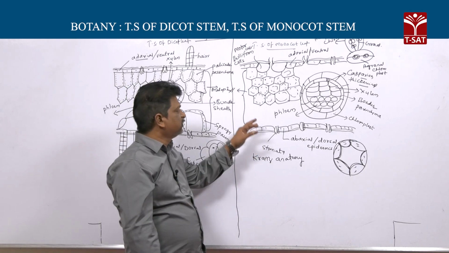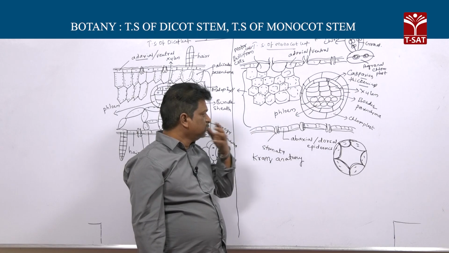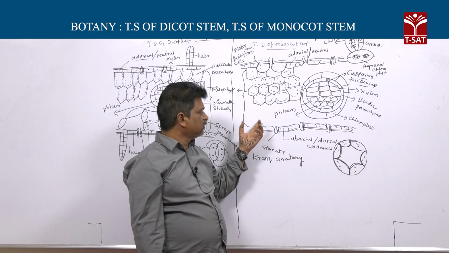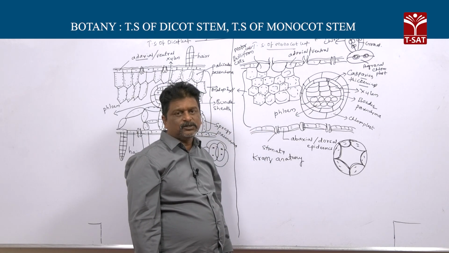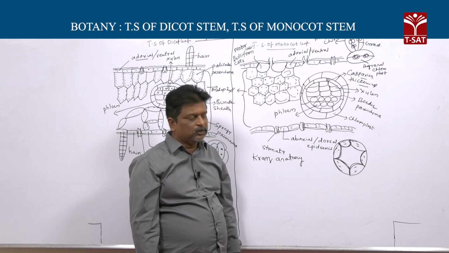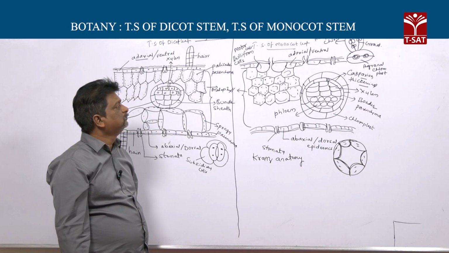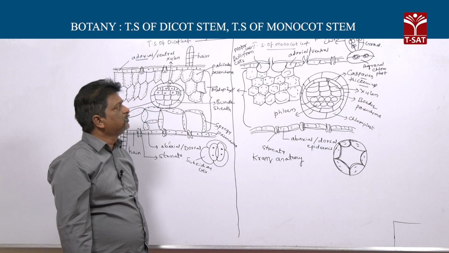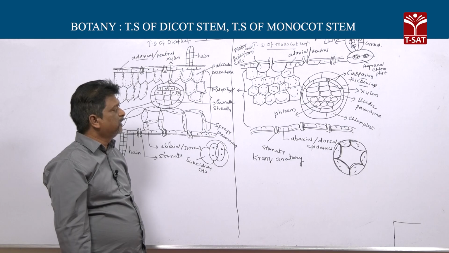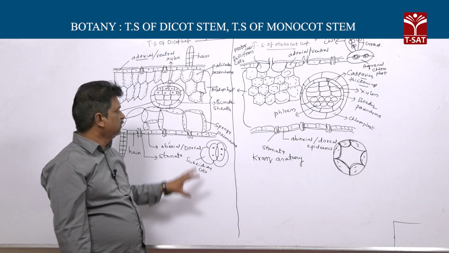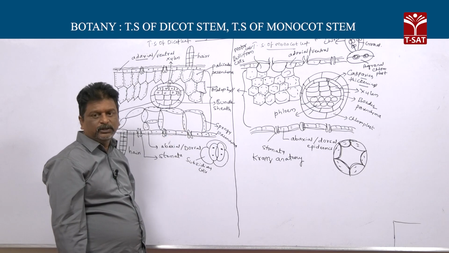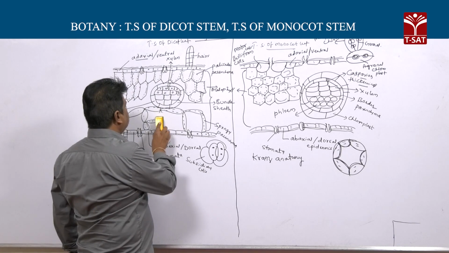In some grasses, generally silica crystals are present. Grasses contain silica crystals, absent in dicot leaf. These are differences and some important features of that leaf. Then one more point.